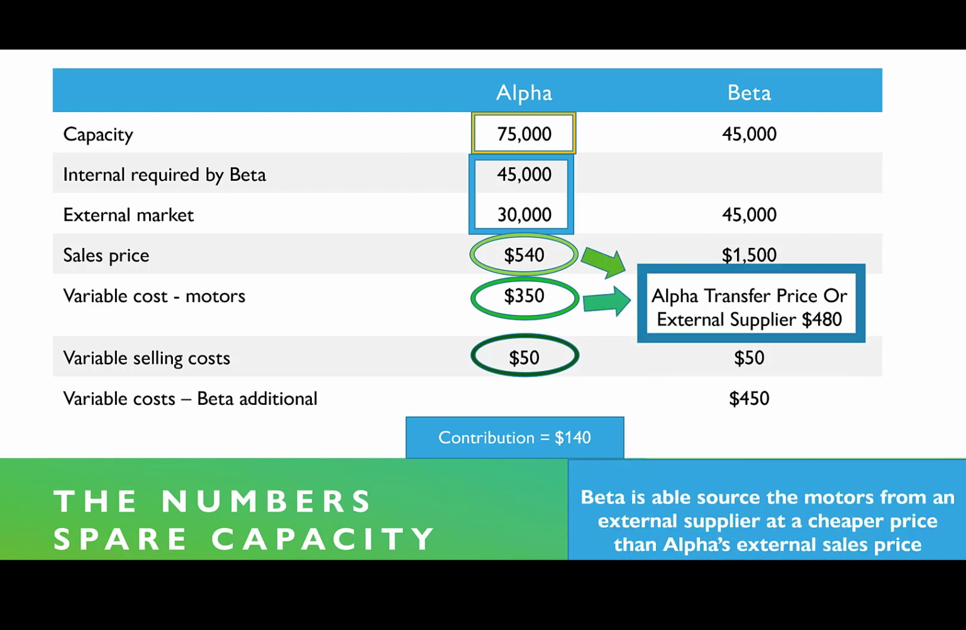Now, Beta is able to source the motors from an external supplier at a cheaper price than Alpha's external sales price. So that transfer price can either be set at £540, which is the external sales price, the variable cost of the motor, which is £350, which would be the minimum price, or it could be set at the external supply price of £480. It's all a matter of negotiation, and the minimum contribution, if they bought from an external supplier, that Beta's going to get is £970.